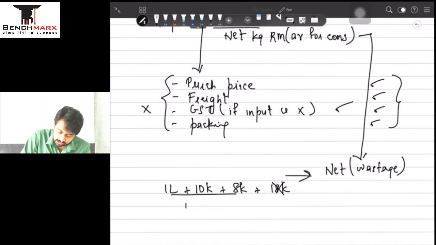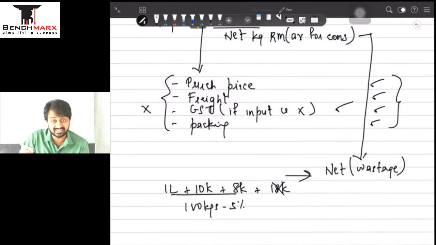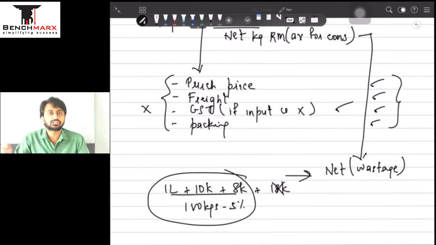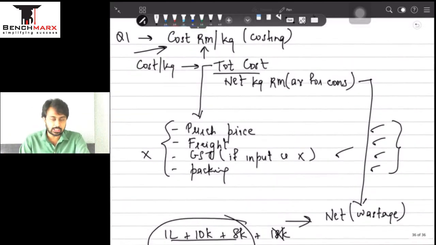Then if I have purchased 100 kgs, but I know for a fact that 5% is lost in transit, which is normal, then this is my cost per kg. This is how I find my material cost on a per kg basis. Total cost for the whole year upon the whole year's kgs minus my net loss, if any, will give me my cost per kg. Okay, this is how I am going to solve question number 1.